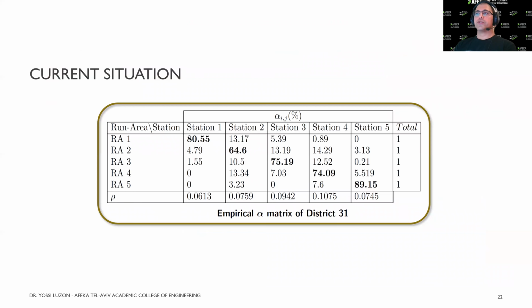The following table shows the current situation of the district. The rows are the run areas and the columns are the serving stations. We denote the ratio of mutual aid when run area I is served by an external station J as alpha ij. For example, run area 1 was served by its own station for 80.55% of the time and had mutual aid from station 2, which belongs to run area 2, 13.17% of the time. At the bottom, you can find the load applied over each station.